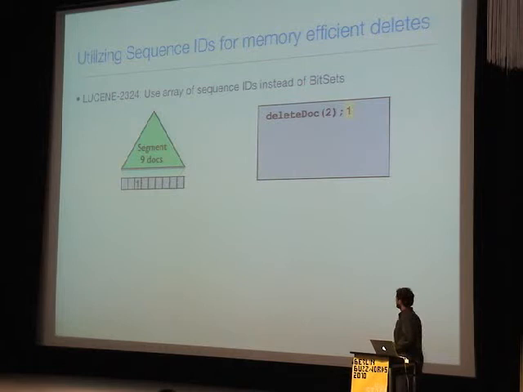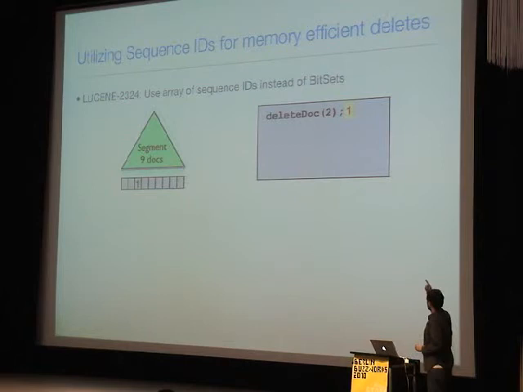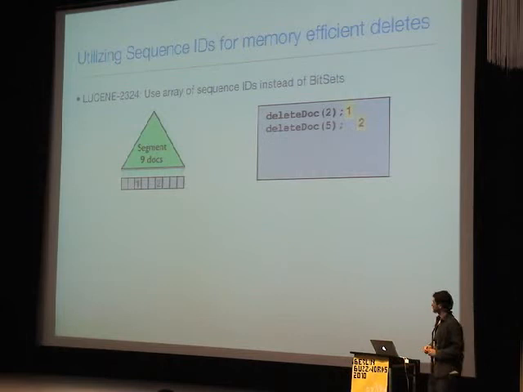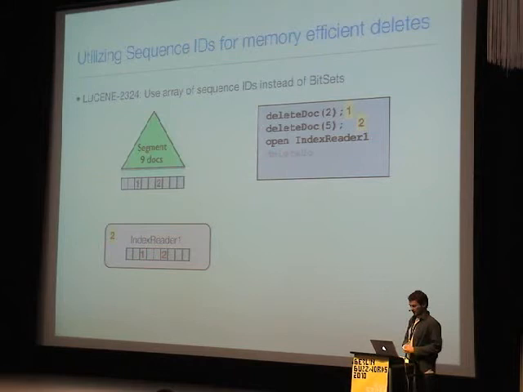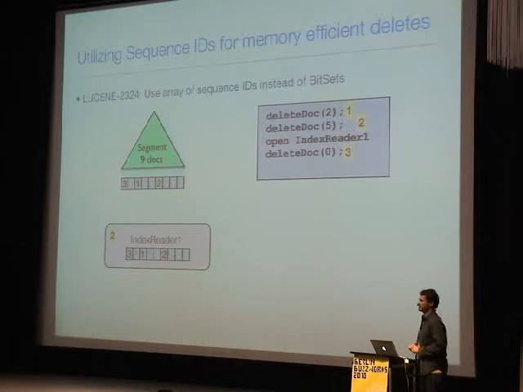So we assigned sequence ID 1 to this delete call and remember that in the array. And then we delete the next document, it gets, because the next call, sequence ID 2. We remember for document 5, the 2 in this array. Open an index reader now, it sees those two numbers. And now we delete the next document, and we actually keep sharing the array. So now you see that actually for reader 3, we also changed the first slot in this array.